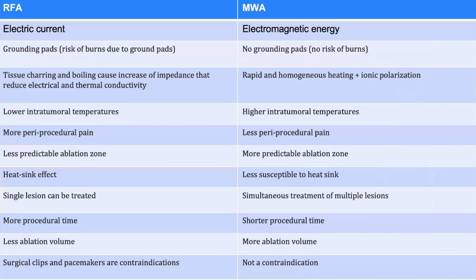Peri-procedural pain tends to be higher with RFA than microwave. Less predictable ablation zone with RFA, more predictable in microwave. RFA is more susceptible to the heat sink effect, and microwave less susceptible. RFA is typically a single lesion at a time, whereas with microwave multiple probes can be used simultaneously. More procedural time with RFA, less with microwave; less ablation volume with RFA, more with microwave. And the most important for me, I think, is that surgical clips and pacemakers are contraindications for RFA, but not for microwave. So it can be used more widely.